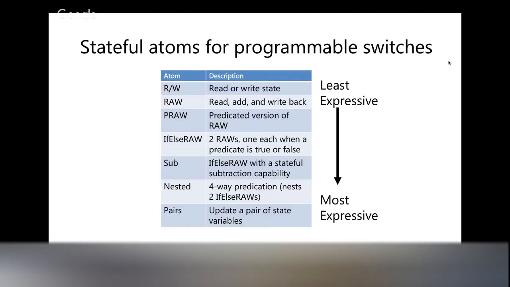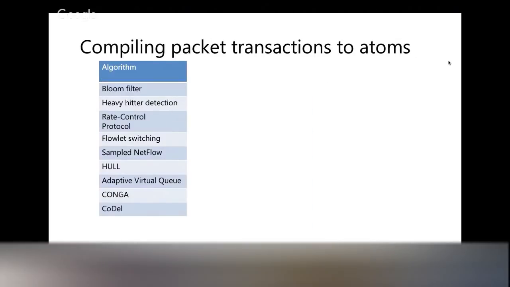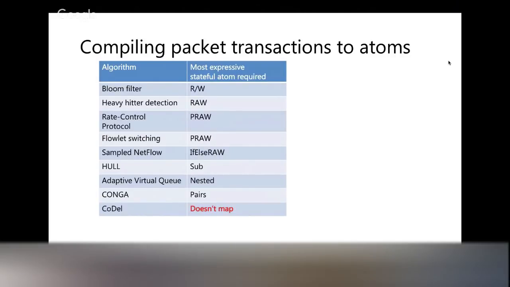Okay, so now that we have the atoms, let's actually go through what a network operator would do when compiling these packet transactions to switches made up of these atoms. So these are the same algorithms from before, and we take each of these algorithms and compile it to a pipeline of each of those atoms, so sort of the full Cartesian product. And here I've listed the most expressive stateful atom required from the underlying hardware in order for the algorithm to actually run at line rate.